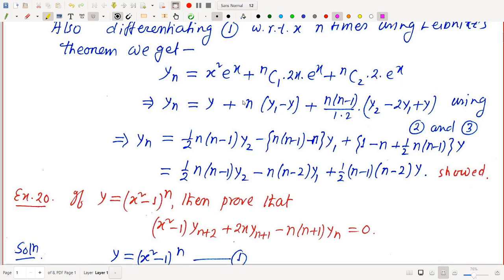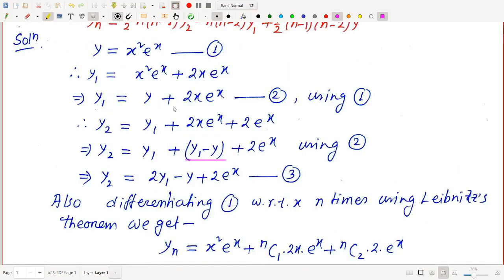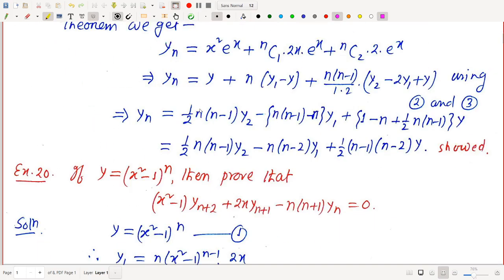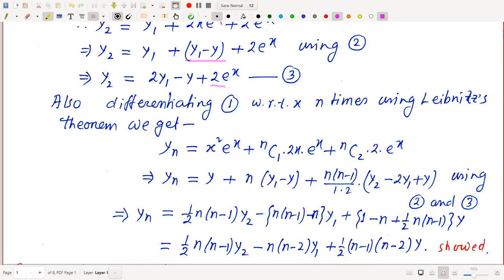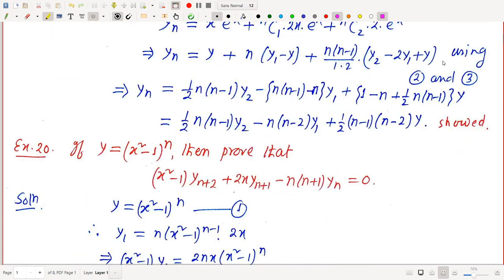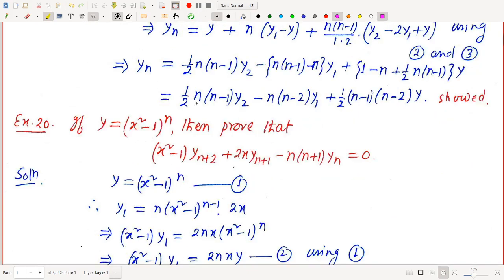Now this x square e to the power x is y and twice x e to the power x value is y1 minus y, which we have already used from line number 2, and then nC2 value is n into n minus 1 by 1 into 2, and 2 e to the power x; see, value of 2 e to the power x from line number 3 is y2 minus 2y1 plus y. So y2 minus 2y1 plus y you have used here from lines 2 and 3. Now the rest is simple simplification. You can check this yn is equal to what is given in the question.